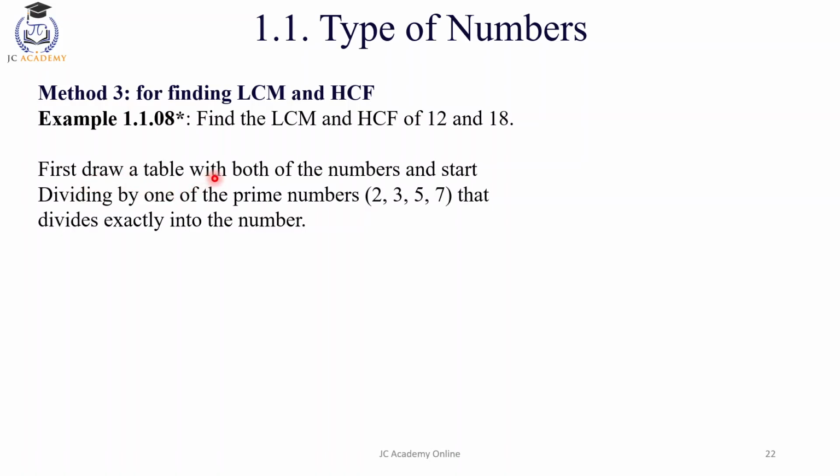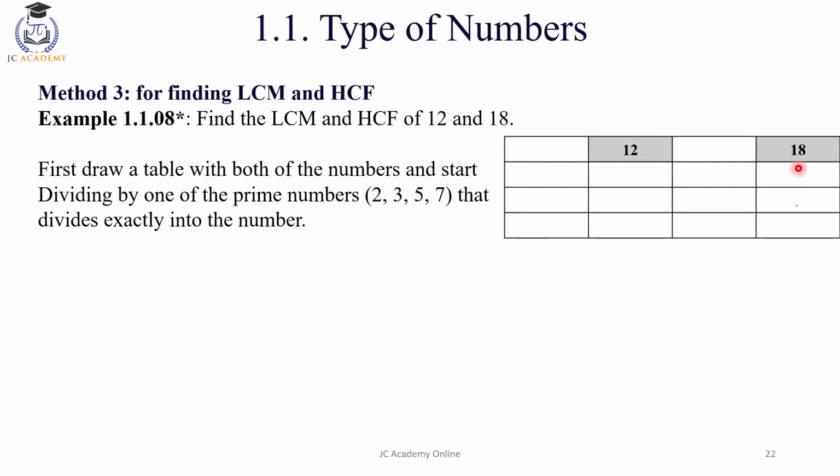First we need to draw a table with both of the numbers and start dividing by one of the prime numbers, 2, 3, 5, or 7, that divides exactly into that number. So we have our table. We have 12 there, which is one of the numbers, and 18, which is the other number. Let's just work with 12 for the time being. 12 is an even number. So out of these 4 prime numbers, 2 will divide into that. 3 will also divide into 12, but let's just work simply. Let's just work with 2.